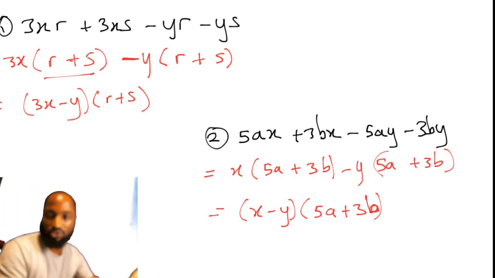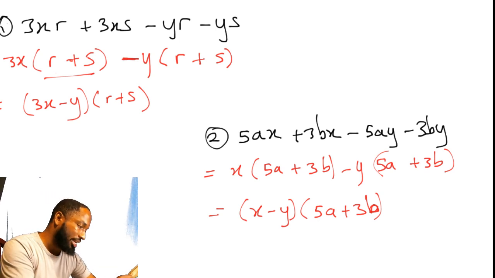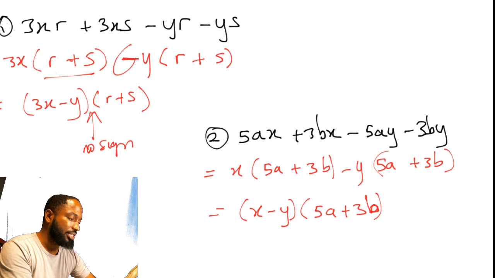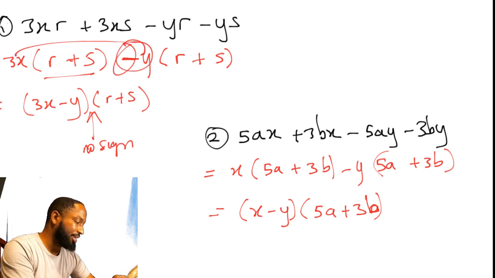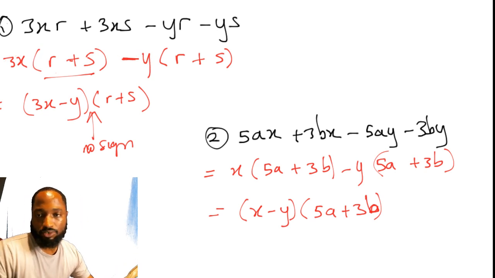Now it doesn't matter if you have the 5a plus 3b first. The other is good. Kemi, there's no negative sign in between here. You can't put a sign in. There's no sign here in the final answer. This sign joins up with this. So I have 3x, take away y. Right. Nice.